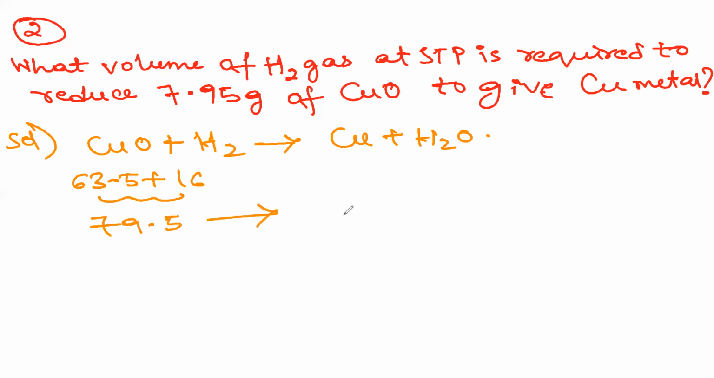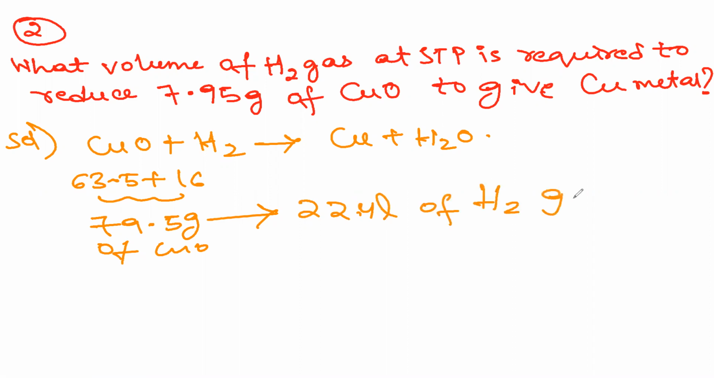79.5 grams of cupric oxide will combine with 1 mole of hydrogen gas. And 1 mole of any gas at STP occupies 22.4 liters. So we can say 79.5 grams of cupric oxide will combine with 22.4 liters of hydrogen gas. Here they are asking about one reactant with respect to another reactant only. They are not asking anything about the product.